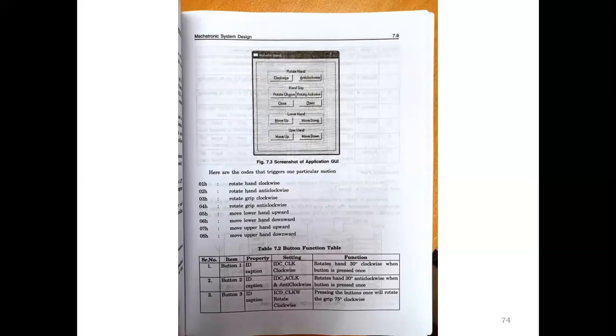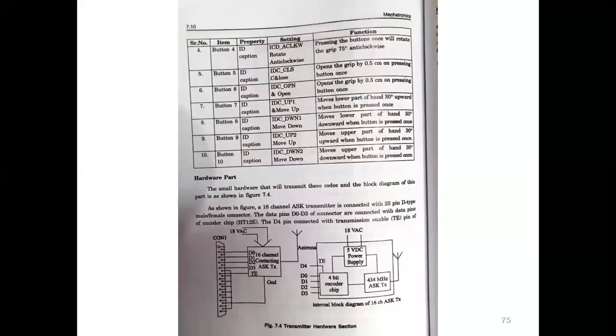For example, if I press rotate hand clockwise, it will send the data 0, 1. So the 0, 1 programming will execute on the output side. So that is the concept. They have a lookup table and they are producing different commands from the input side. Same as buttons 1, 2, 3, they are defined for different processes.